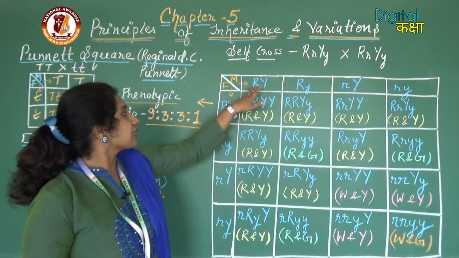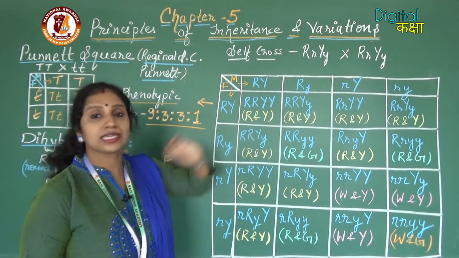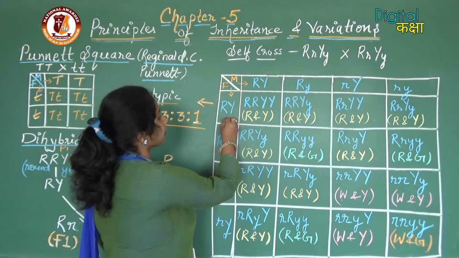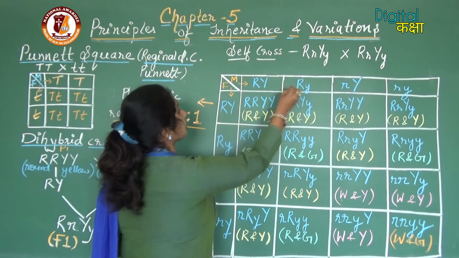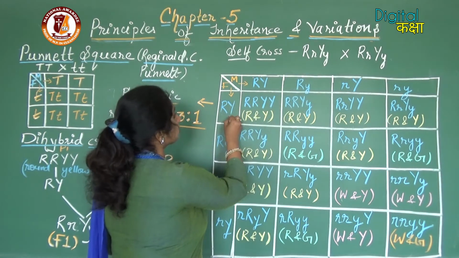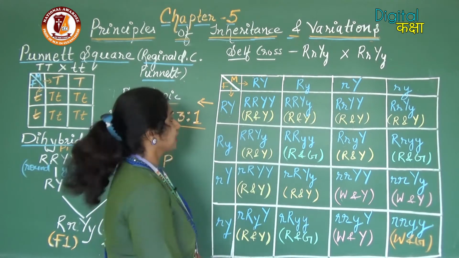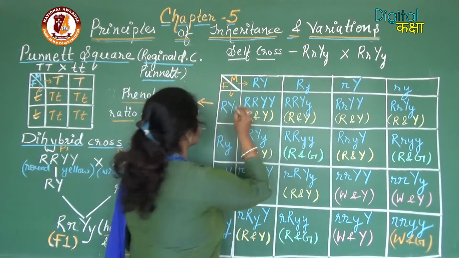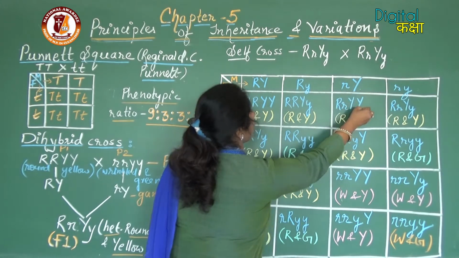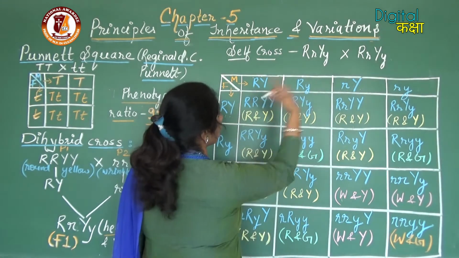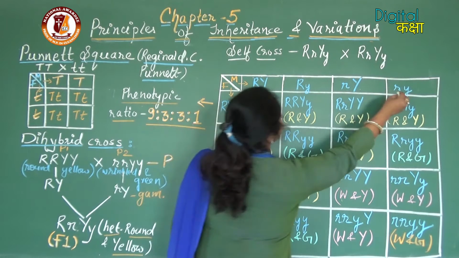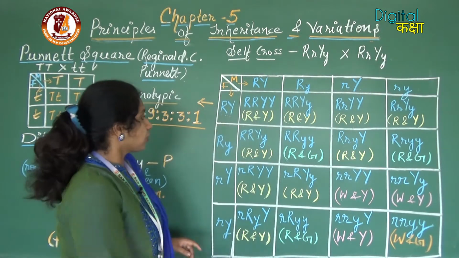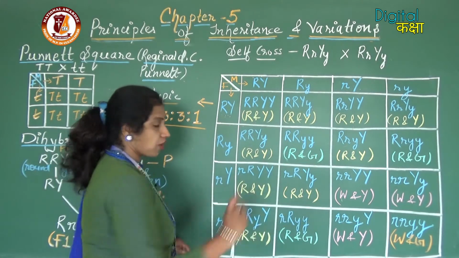Now capital R, capital R, capital Y, capital Y. This will be the first combination. The second combination will be capital R, capital R, capital Y and small y. Again from this one, capital R, small r, capital Y and capital Y, the third one. And now the fourth, capital R, small r, capital Y and small y. So in this way we will be getting the combinations.